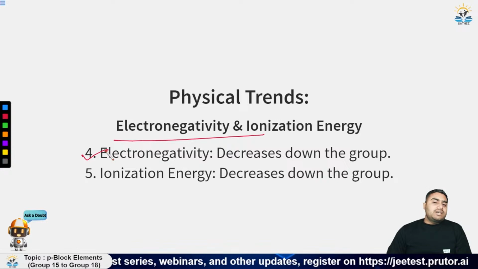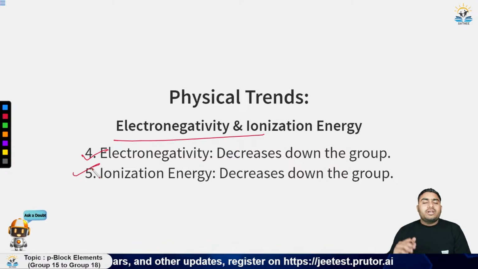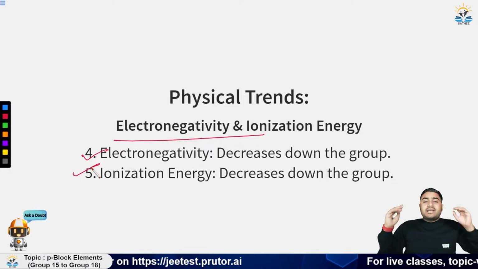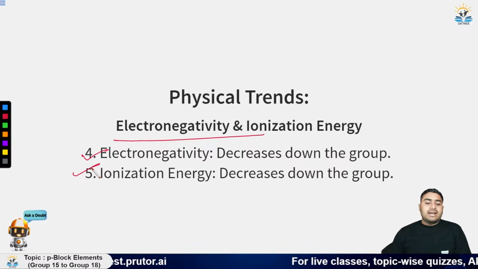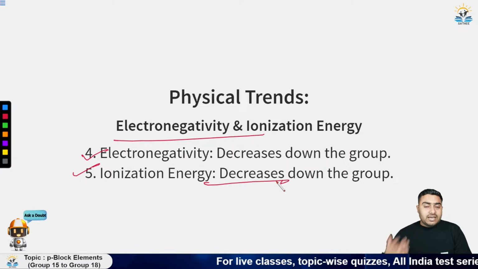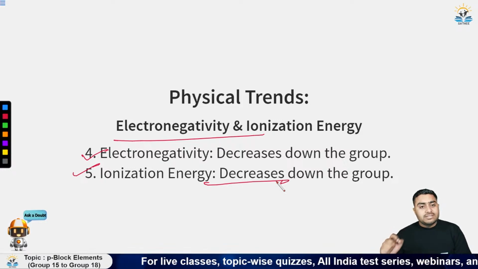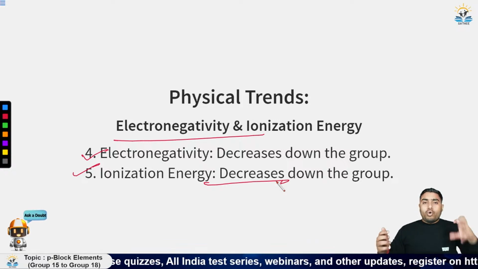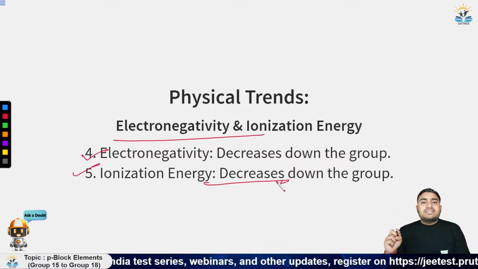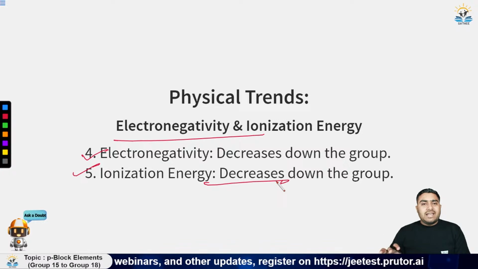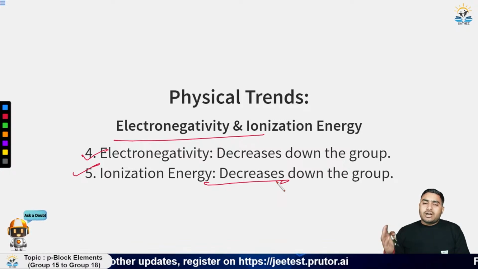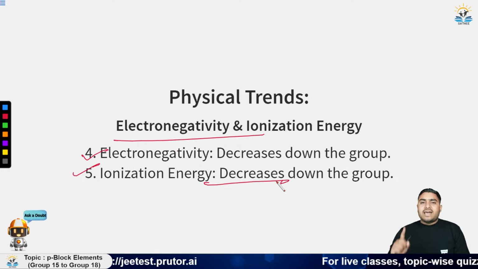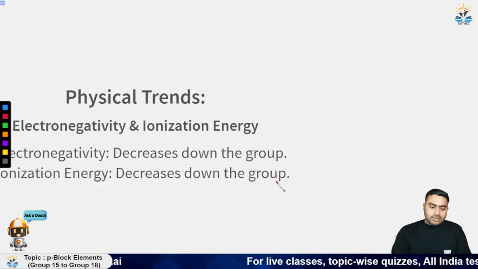And ionization energy and electronegativity, one more point. If you are moving top to bottom in a particular group, size will increase. If size increases, electronegativity will decrease, and the hold of the nucleus on the last shell electron decreases. And if hold is less, definitely it is easy to remove that outermost shell electron, so ionization energy is less. So ionization energy decreases as size increases top to bottom in a particular group.